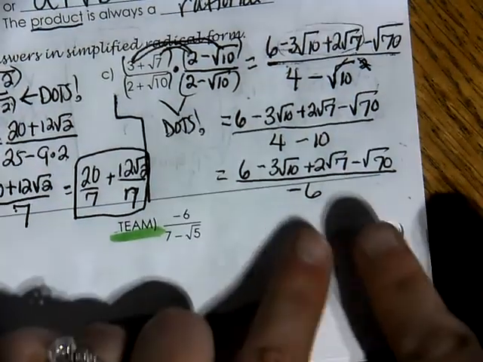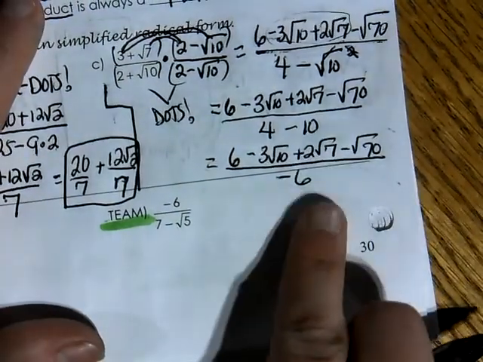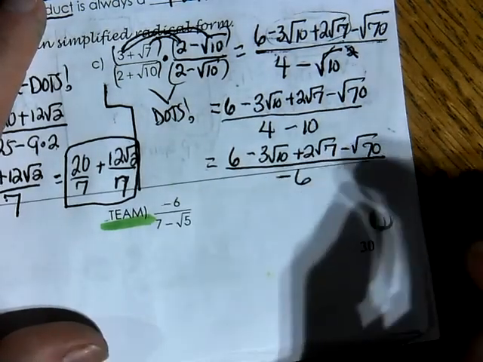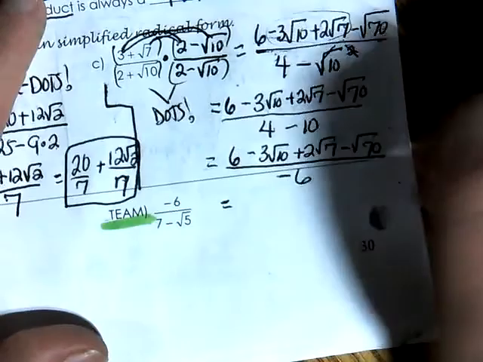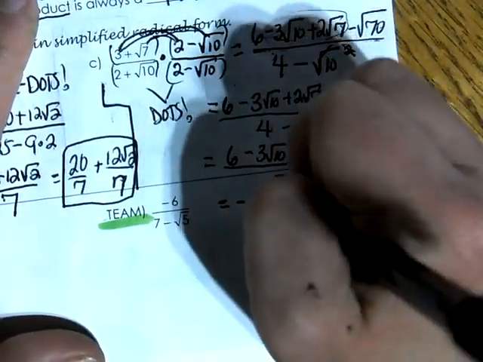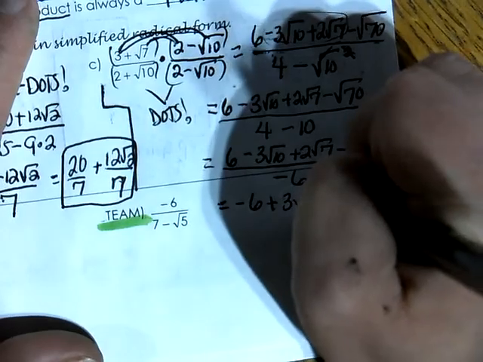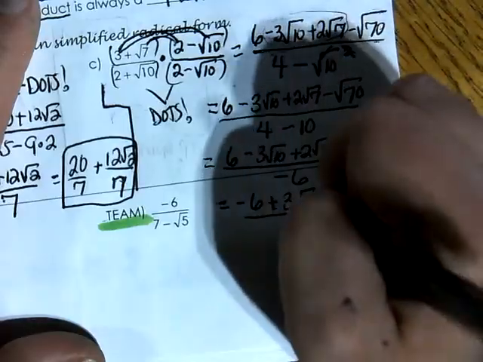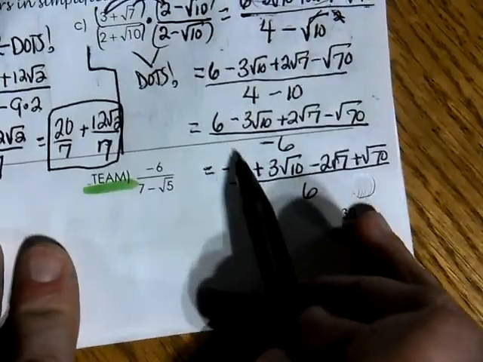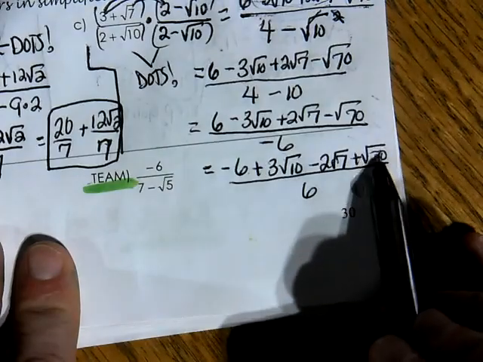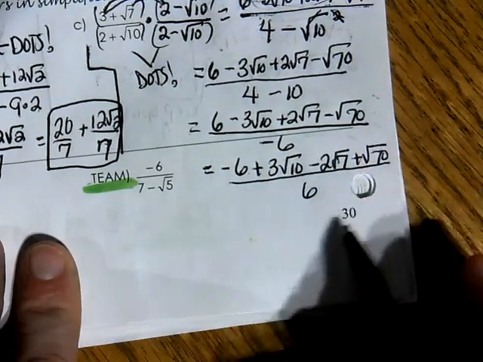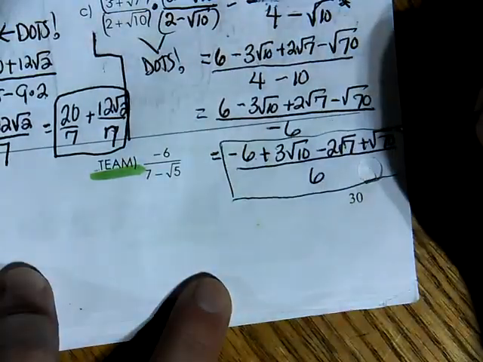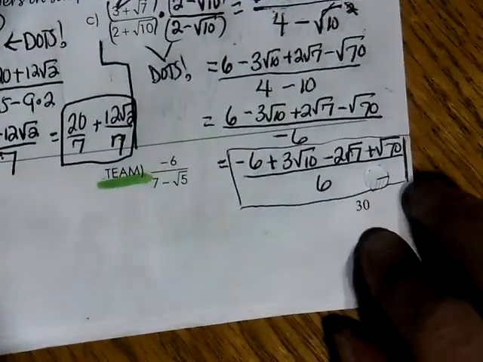Now, typically we don't leave the denominator as a negative. So what that means is we pull that negative up top and we change all of the signs to their opposite signs up top. So our actual answer is negative 6 plus 3 times the square root of 10 minus 2 times the square root of 7 plus the square root of 70 all over positive 6. Now, if all of these numbers had a number that was divisible by 6, we could simplify even further. But unfortunately, we can't. So therefore, we leave this expression as simply our answer.